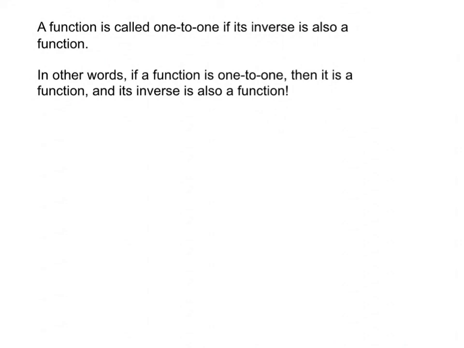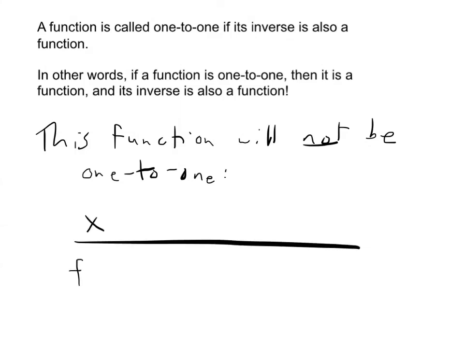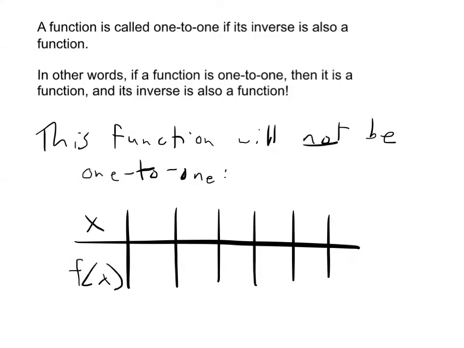So what I want to do now is give you an example of a function that is not one-to-one. So this function will not be one-to-one. Let's see if we can generate a function like that. I need it to be a function. So 1, 2, 3, 4, 5, 6.